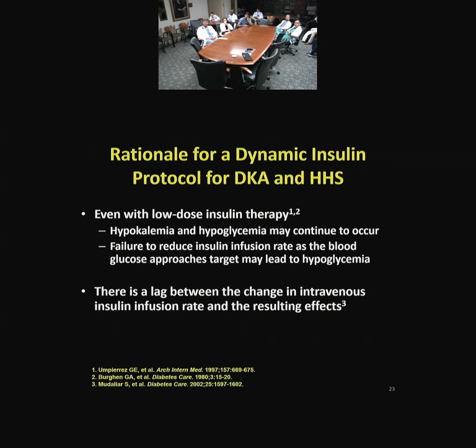And so remember to check the sugar every hour. And so reduce the insulin infusion as the blood glucose approaches target to avoid hypoglycemia. And remember, there is always a lag between the change in insulin infusion and the resulting effects. So unless the patient is severely hypoglycemic, even if they start to develop low blood sugar, you can always give more D5.